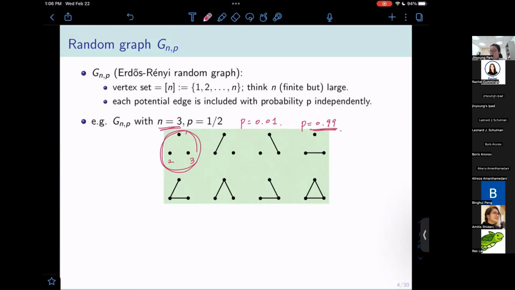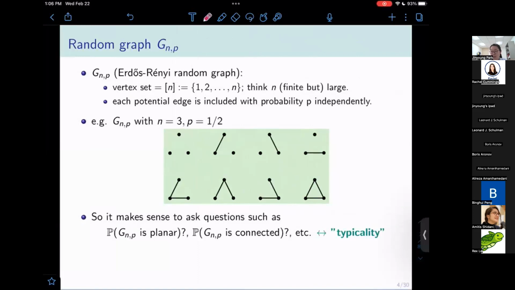So as you see, G(n,p) is not a fixed graph, but this is a probability distribution defined on the sample space that consists of all different types of graphs. So it makes sense to ask questions such as, what's the probability that G(n,p) is planar? Or what's the probability that G(n,p) is connected? And of course, the answer depends on the value of p.